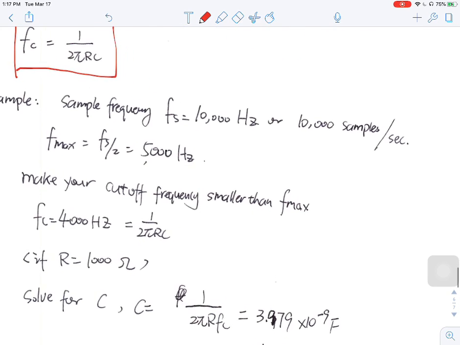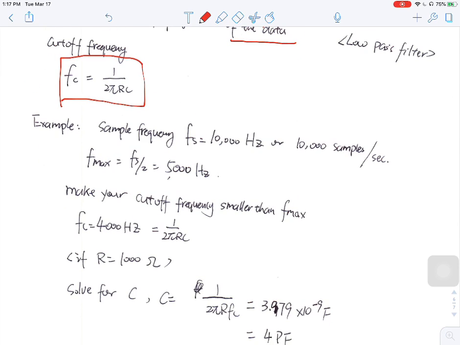And now that we have a sample frequency, let's look at this practice example. Sample frequency equals 10,000 hertz, which equals 10,000 samples per second. This way it's easier to understand: this ADC can sample 10,000 samples each second. So it's quite fast.